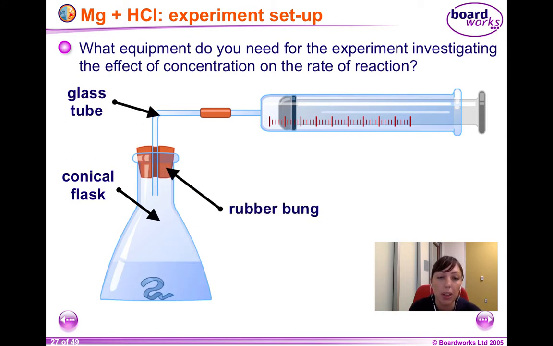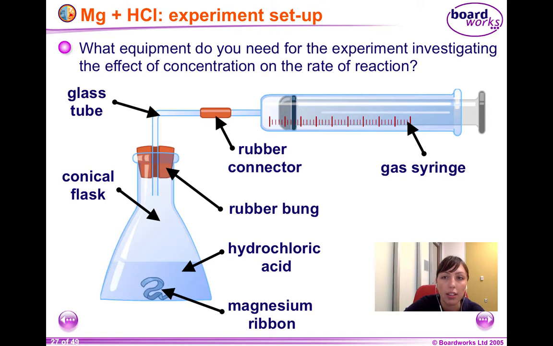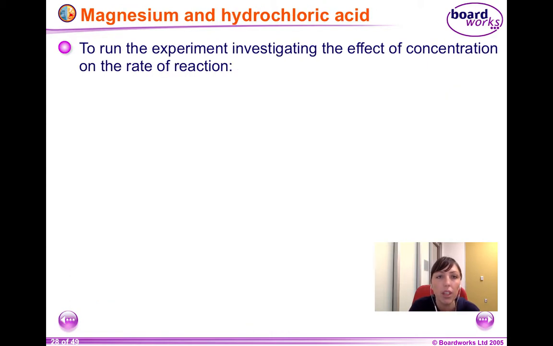So with the magnesium, this is a very, very typical Cambridge reaction, and it's highly likely that you'll be asked about this in your Cambridge exam. So you're looking at magnesium and hydrochloric acid, and this is the experimental setup. So you're going to need the conical flask that has a magnesium ribbon in hydrochloric acid, and then there's a rubber bung, a rubber connector, a glass tube, and a gas syringe. And if you take a minute, you can pause the video and really look at this model. I'm sure that you'll see that the gas syringe is collecting gas from the reaction.